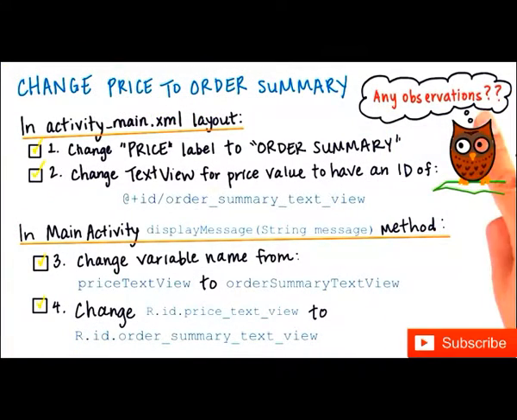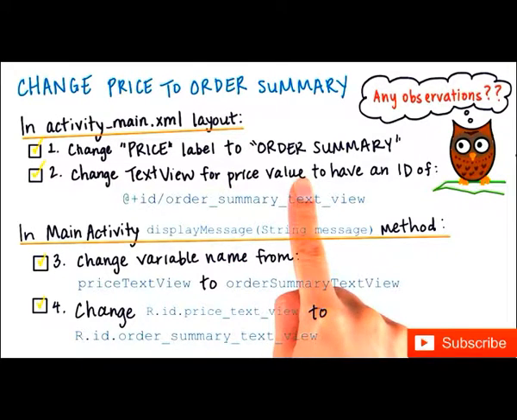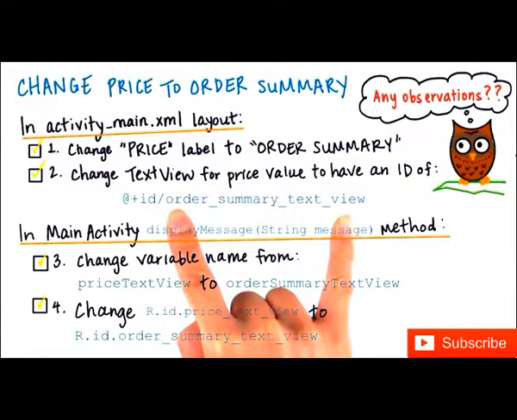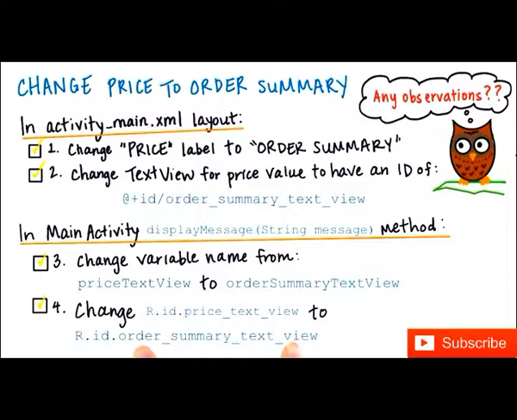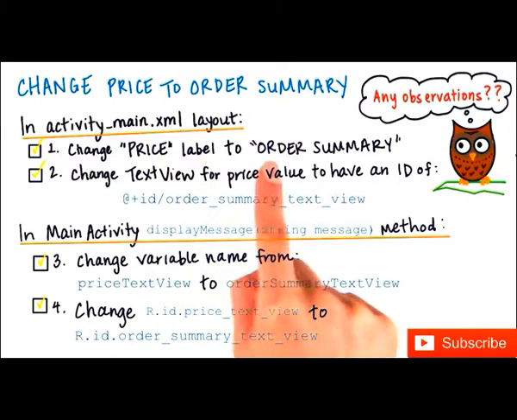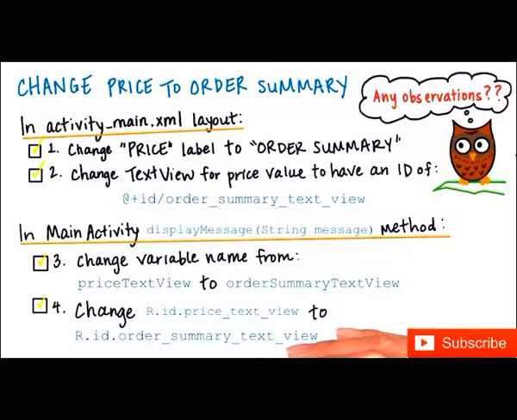Let's talk about any observations that you may have made. Remember, there's no right or wrong answers. First, you may have noticed that for the price text view, when we gave it an ID of order summary text view, the similar format appeared again later in the Java code when we were modifying the displayMessage method. You also may have noticed that by changing price to order summary, it seemed to have a bunch of ripple effects on other parts of the code.